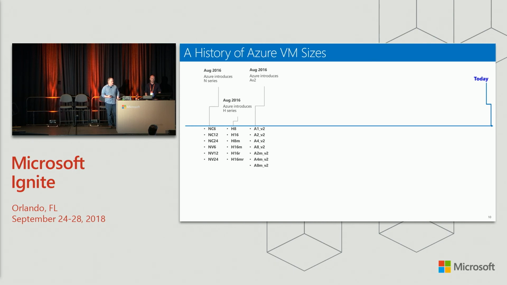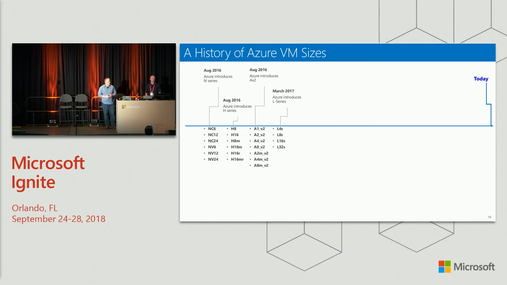AV2 was launched in August of 2016 as well, and AV2 was really about taking the basic A size, the original A size, and moving that forward to SSD. At this point in time, we were buying a very limited amount of hardware that would have traditional hard drives in it. So we really wanted to move that to SSD because that's honestly what was being purchased, and at a cheaper overall price point at that time.